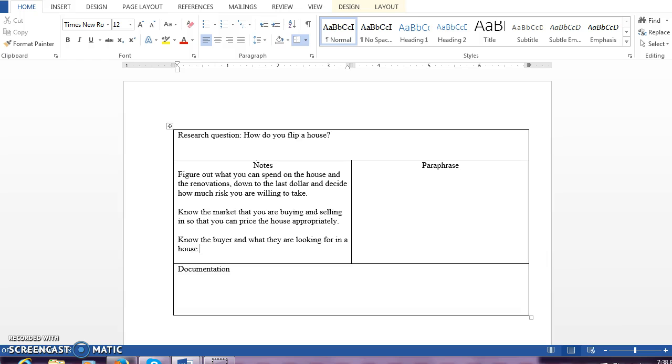Okay, so now I want to take these notes and paraphrase them. I want to put them into my own words. Okay, just for time's sake, we're only going to focus on this very first note. So what I want to do is paraphrase that and put it into my own words, and then put it into the paraphrase section of my note sheet.